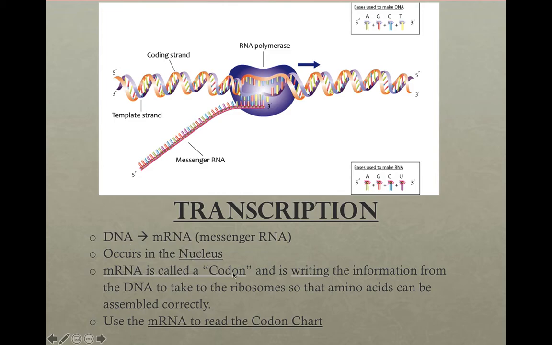mRNA is also called the codon. If you think about scription, to get a script, that's a writing. So if it's a codon, basically it's the code, a writing of that information. It's the coded information. And you also are going to make sure that you use the mRNA to read the codon chart. We'll be talking about the codon chart next class. But for right now, we want to make sure that we understand what the three processes are.